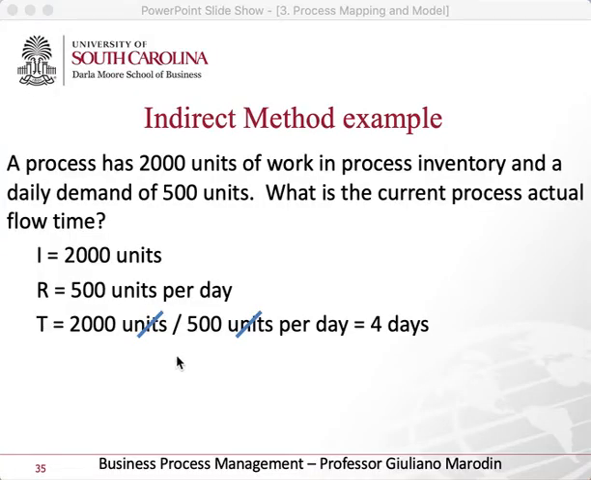So just here an example: I have a process with 2,000 units of work in process inventory and the demand is 500 units per day. So what is the actual flow time? The inventory is 2,000. The inflow rate is 500 units per day. So 2,000 divided by 500. So it takes an average of 4 days to go through the process, right? So a pretty simple, basic way to have a rough estimate of the total flow time.